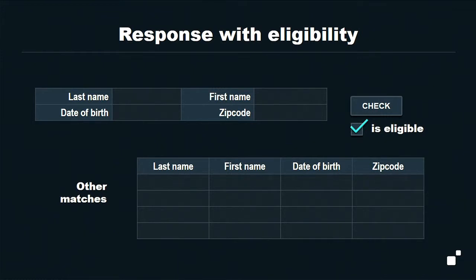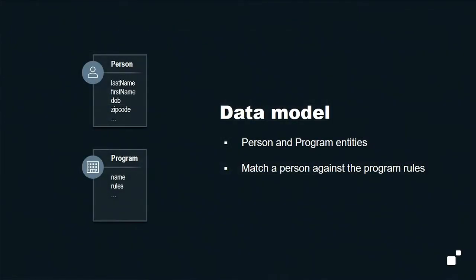the operator can be alerted that they've potentially checked the eligibility for the wrong person. Now the application here is quite simple. The data model is quite simple as well. The data model consists of a person entity that has the information we need to match people and also to match them against eligibility rules, and the program entity that has the eligibility rules.